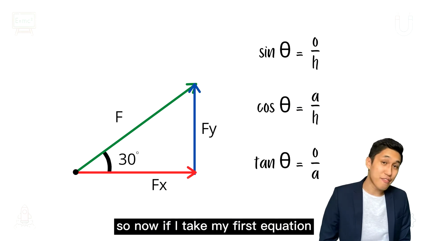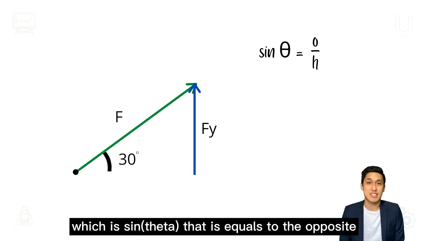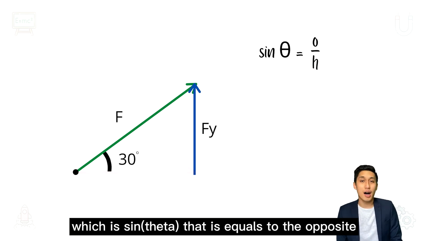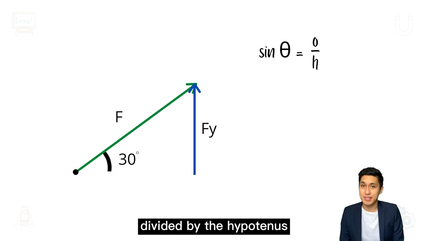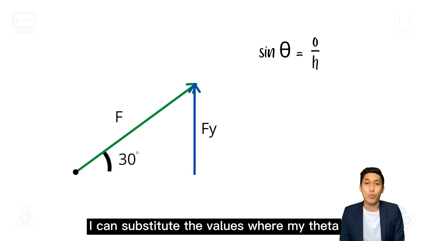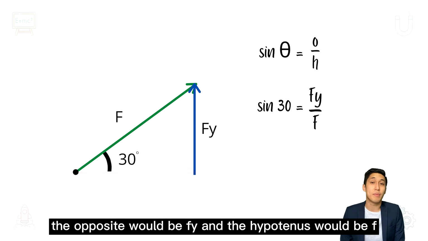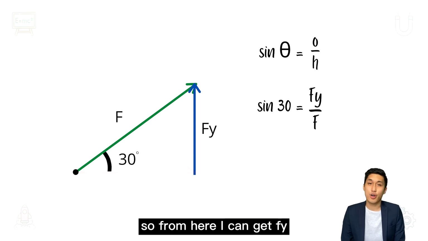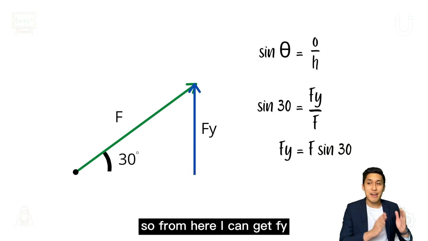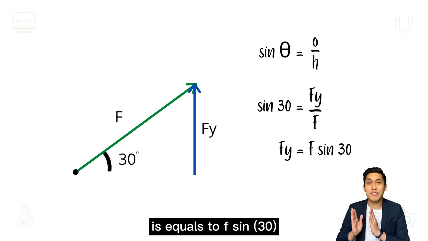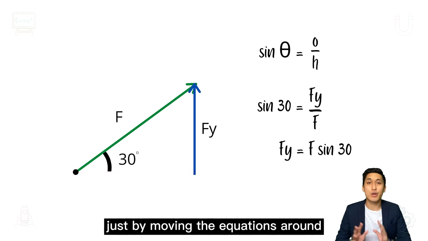So now, if I take my first equation, which is sine theta equals the opposite divided by the hypotenuse, I can substitute the values whereby theta is an angle that is 30 degrees, the opposite would be Fy, and the hypotenuse would be F. So from here, I can get Fy equals F sine theta just by moving the equations around.